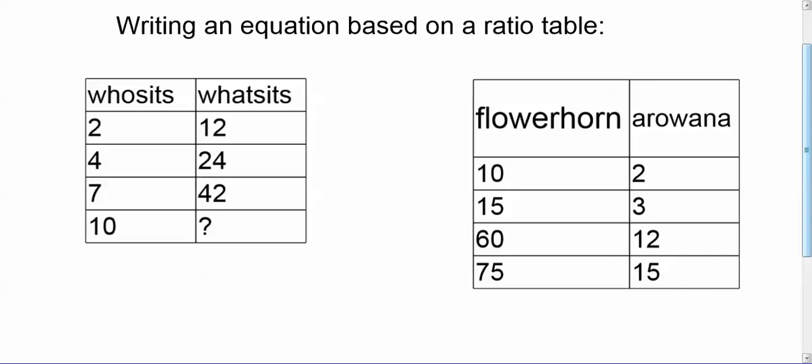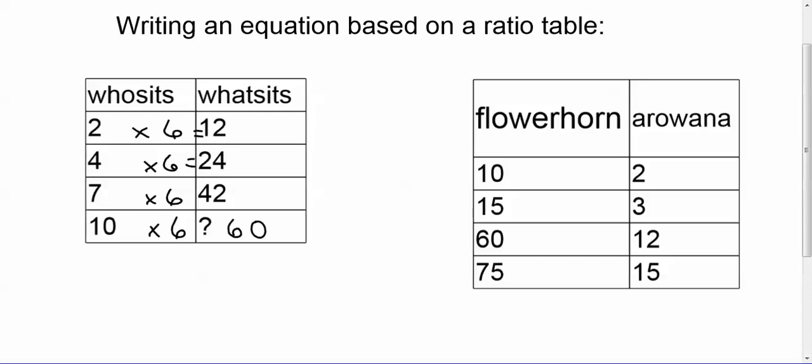So if you need to write this as an equation, right, what do I have to do to this column to get this column over here? So you'll probably notice right away you have to multiply by 6, right? So the number on the left times 6 will give you this number on the right. So you can find missing numbers here.